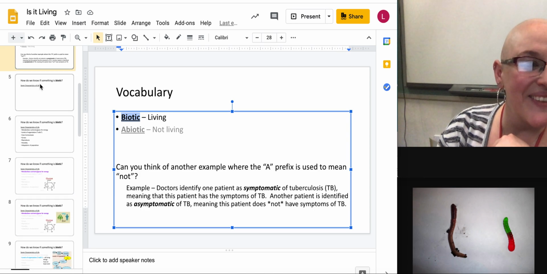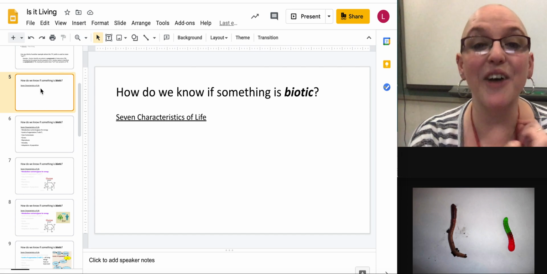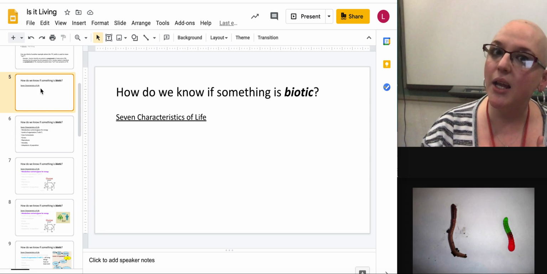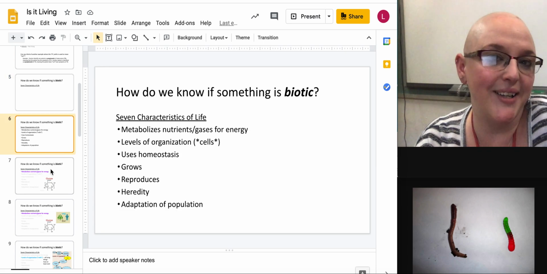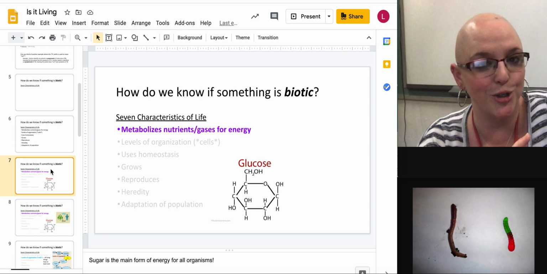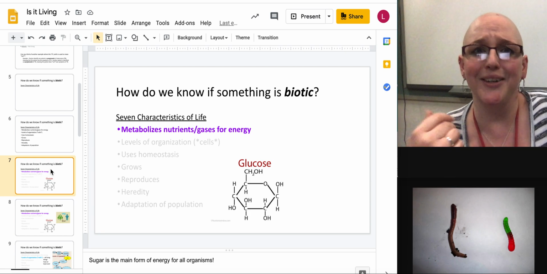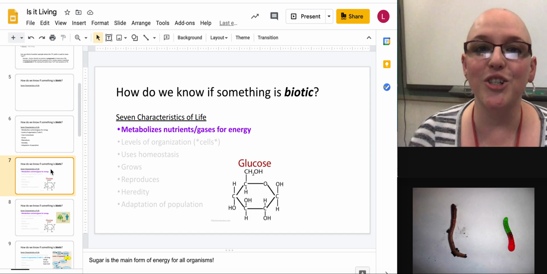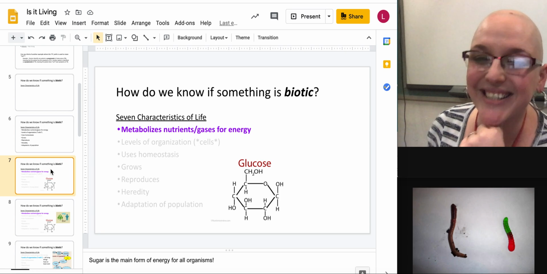Let's begin. There are seven characteristics of living organisms that we can check off on this list as we examine a specimen to determine if it is biotic or not. The very first one is to see whether or not it metabolizes nutrients and gases for energy. All living things require sugar, crazy, right? Sugar to stay alive. It is our primary source of energy. So maybe lay that one on your family next time they ask you to cut back on the Reese's.